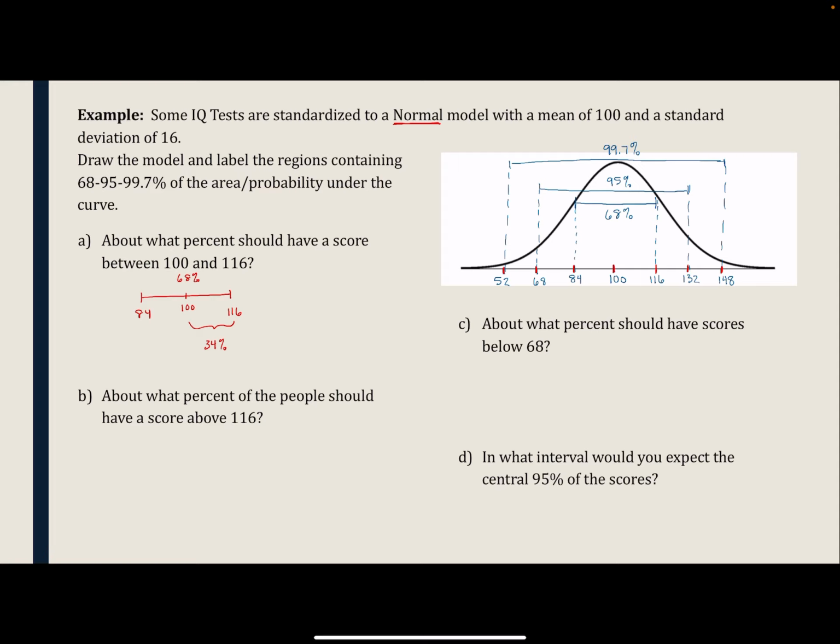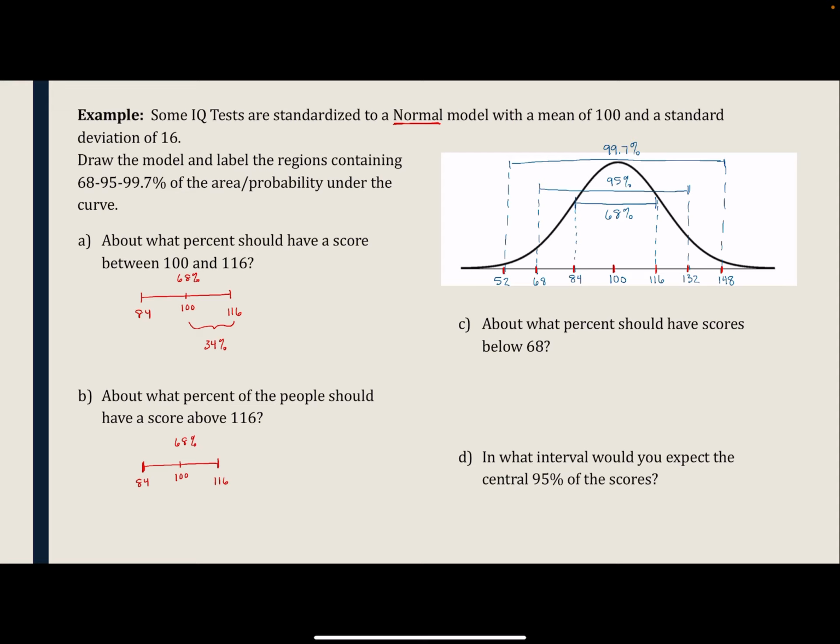For part B, it says about what percent of people should have a score above 116. So again, I'm going to draw the same thing here. I know that 68% of the data should be between 84 and 116, with 100 in the center. But when we look at this model, it means that 100% of the data should be displayed within this curve somehow. So if 68% is between these two values, then I have 32% left over.